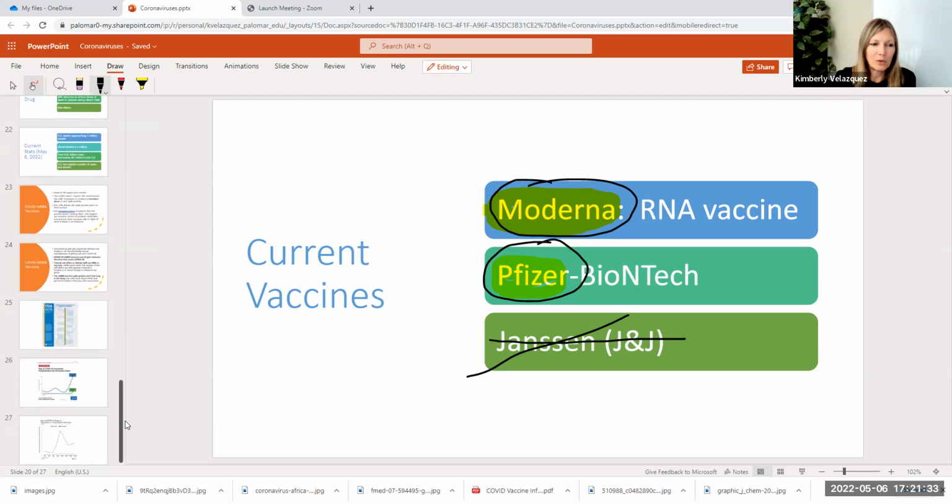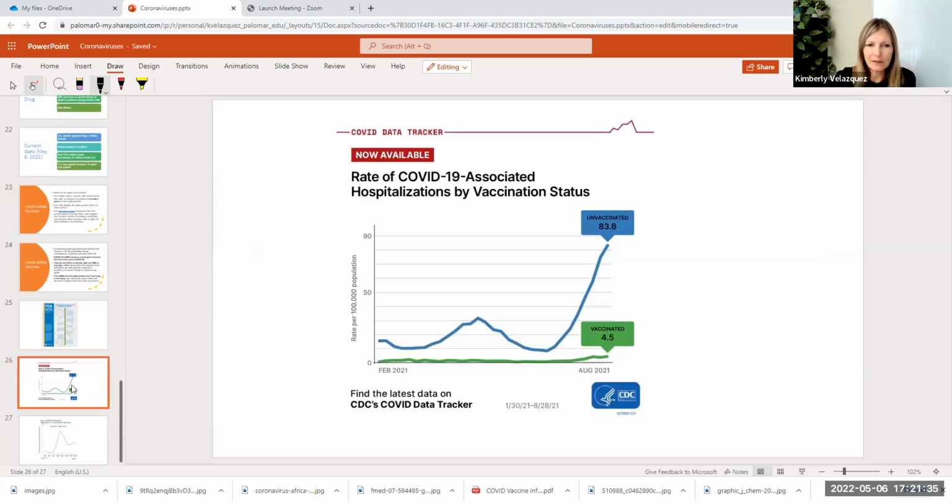I just want to show you real quickly, and I'll go back to these other slides. Rate of COVID hospitalization. People in the hospital between February and August of 2021, so for a 6-month period of time, 84% of people in the hospital were unvaccinated compared to 4.5% that were vaccinated. That's pretty crazy. That's a hugely significant difference.